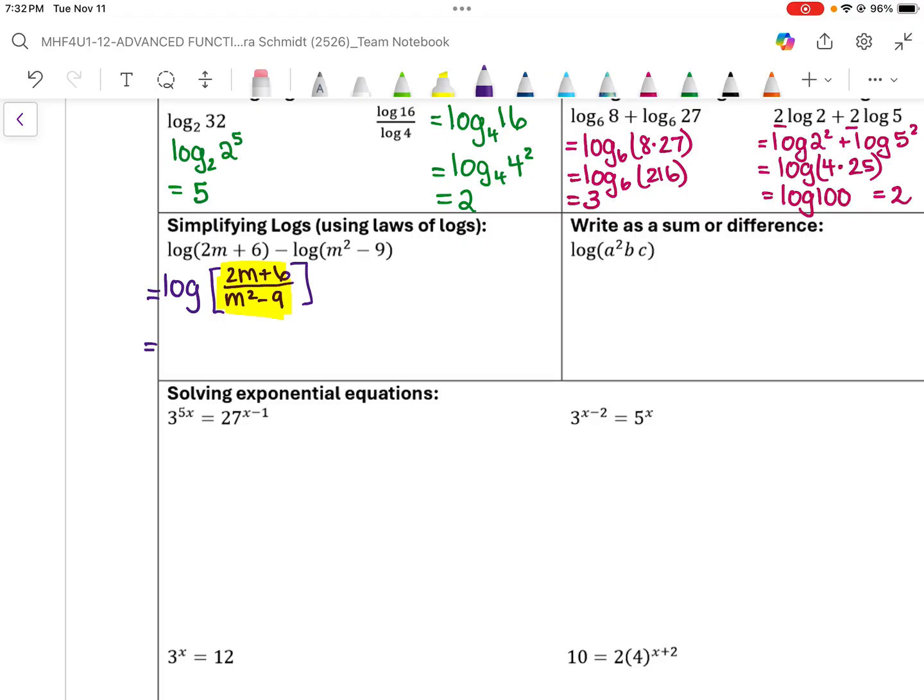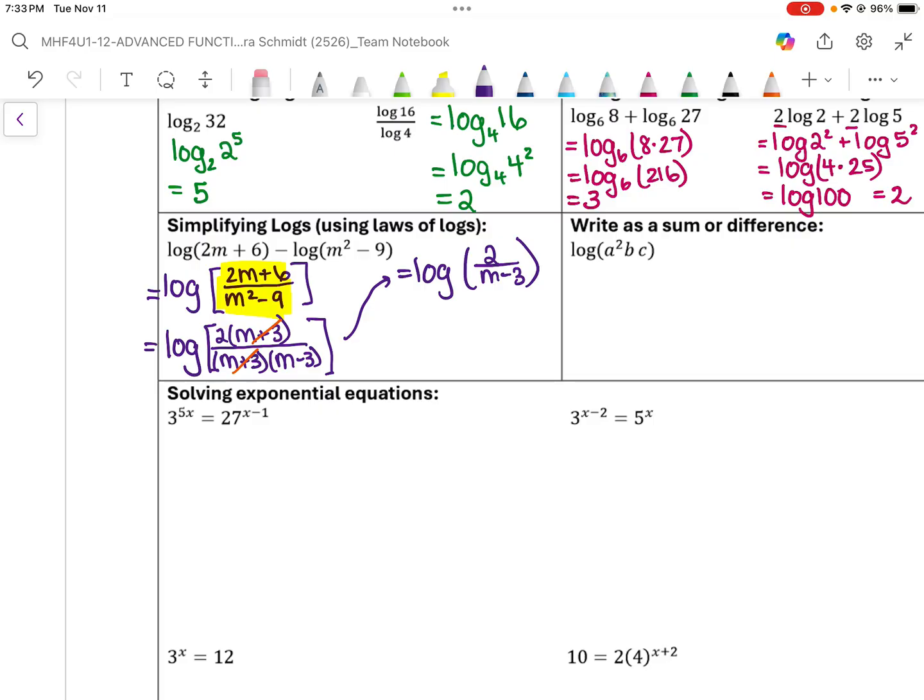So in order to do that, I'm going to factor it. I can factor the top to 2 times m plus 3. And then the bottom is a difference of squares, so I can say m plus 3, m minus 3. And then I can see that my m plus 3's can cancel out. So I end up with log 2 over m minus 3 as my simplified version.